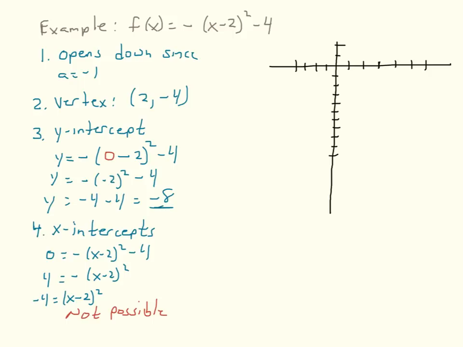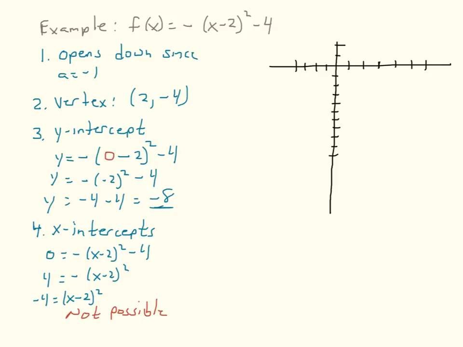Well, we're working with real numbers here. So in this situation, there's no real number that when I square it gives me -4. So I know this one is not possible. That tells me right away that this parabola is never going to cross the x-axis.